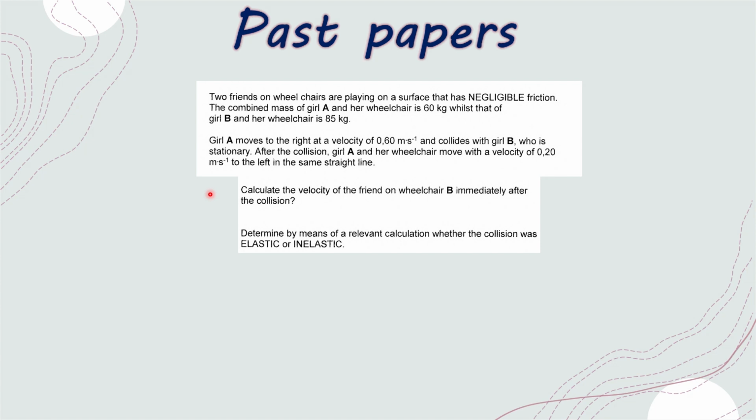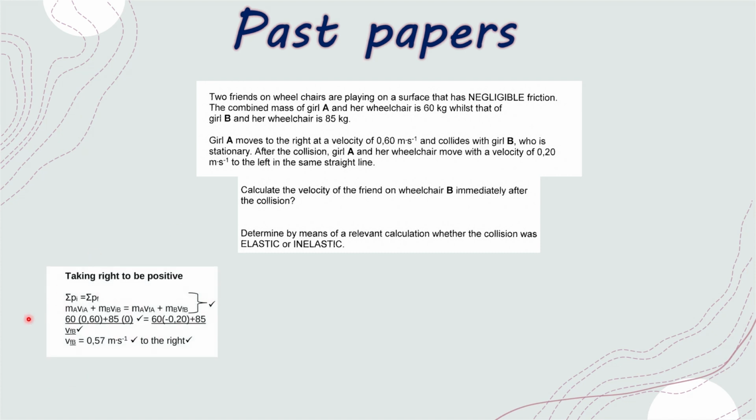You have all your values. The missing value is the velocity. You put it into the equation and you solve. And you get 0,57 to the right. Now, you have to take a direction. Like I've mentioned in the previous videos, you have to take a direction because momentum and impulse always has direction. So in this case, we're taking right to be positive. So if you come out with a positive answer, you know that she's moving to the right. If you come out with a negative answer, you know she's moving to the left.